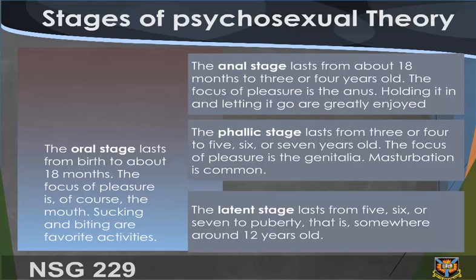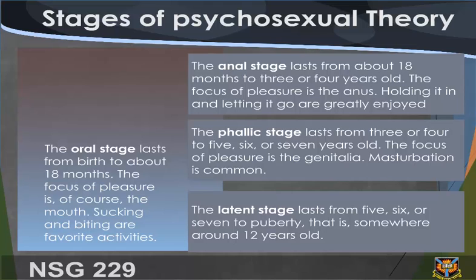Stages of psychosexual theory. The oral stage lasts from birth to about 18 months. The focus of pleasure is, of course, the mouth. Sucking and biting are favorite activities. The anal stage lasts from about 18 months to 3 or 4 years old. The focus of pleasure is the anus. Holding it in and letting it go are greatly enjoyed.